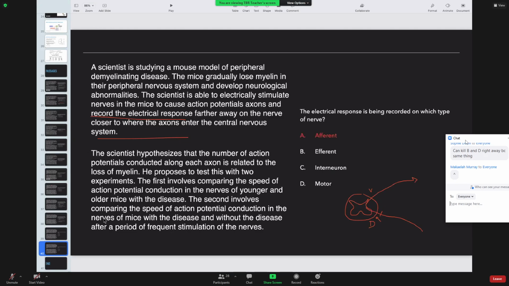Interneuron. Interneurons are, as I said briefly, in the spinal cord already, and so we are measuring on the nerve where it enters the central nervous system. In that spinal cord, we're not quite there yet, and so we can cross off interneuron as well. Kill B and D right away. They're the same thing. You cannot answer B without it being D, so it has to be A.